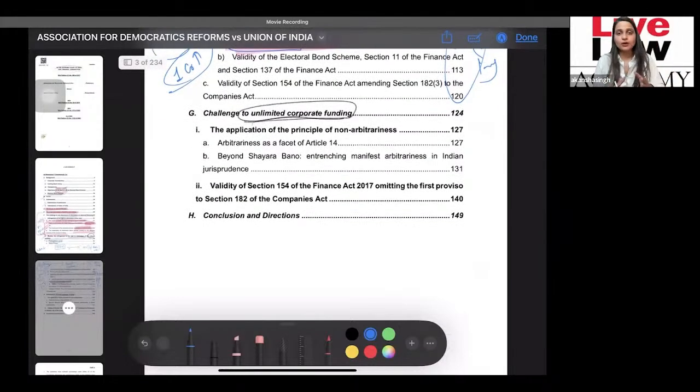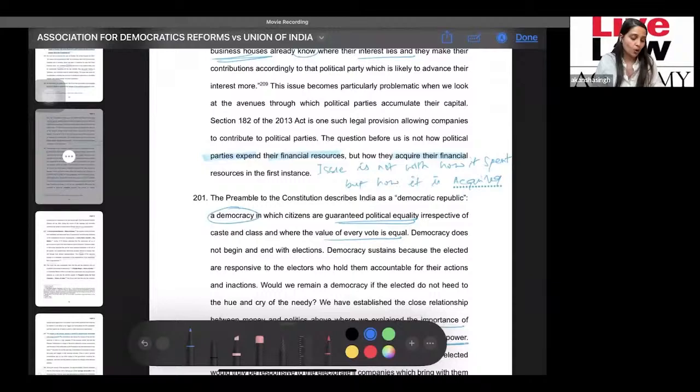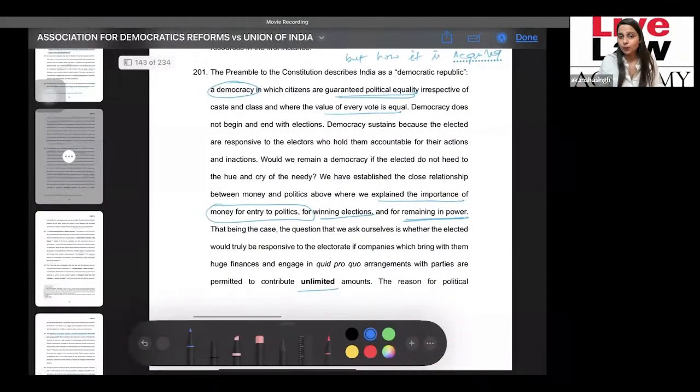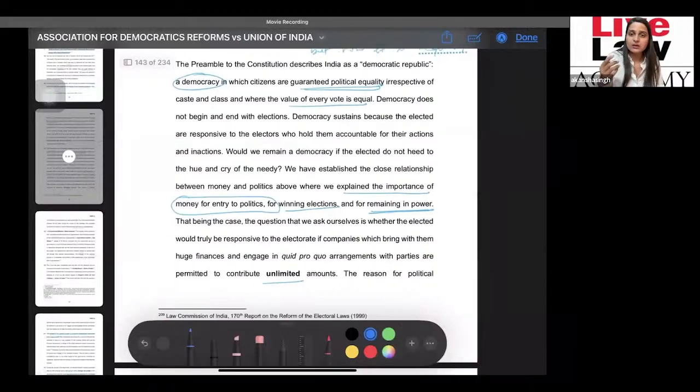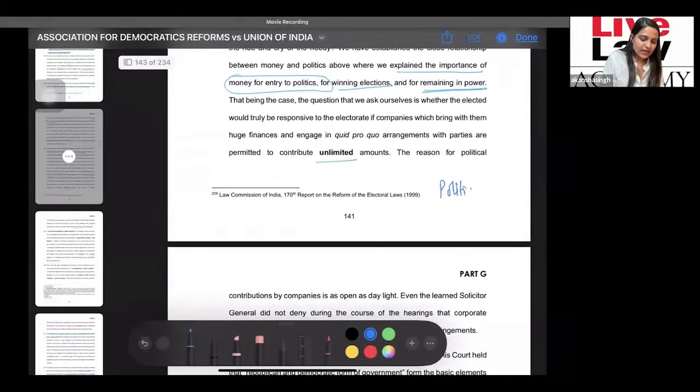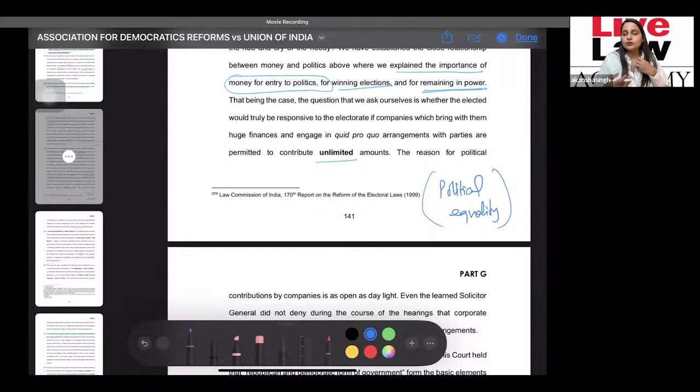Now, the third leg of the discussion is with regard to unlimited corporate funding. The court gets into the assessment of Article 14, and the court says that very clearly, on the face of it, it appears to be arbitrary. It also extends to how the money is disposed of. From our own preamble, we protect the idea of political equality. There should not be political inequality. And political equality is protected by one person, one vote, keeping certain seats limited, based on the geographical area and the population.